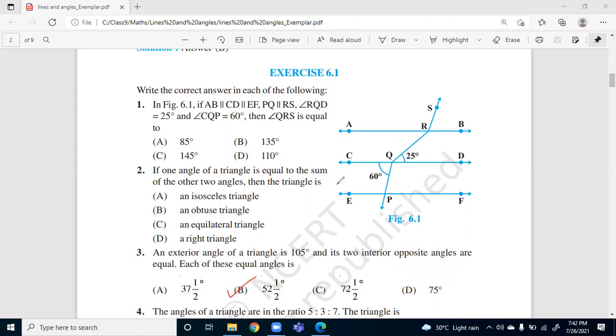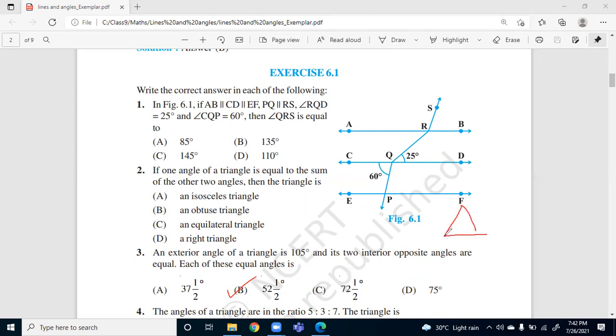Ma'am, because the exterior angle is equal to the sum of the opposite angles. So if we do 105 upon 2, we will get 52 1 by 2. So that's why. So you are correct.